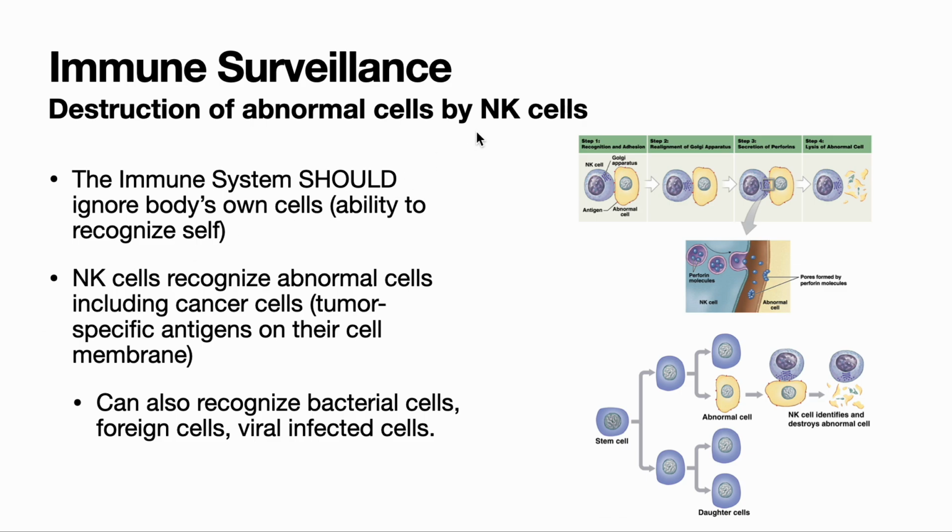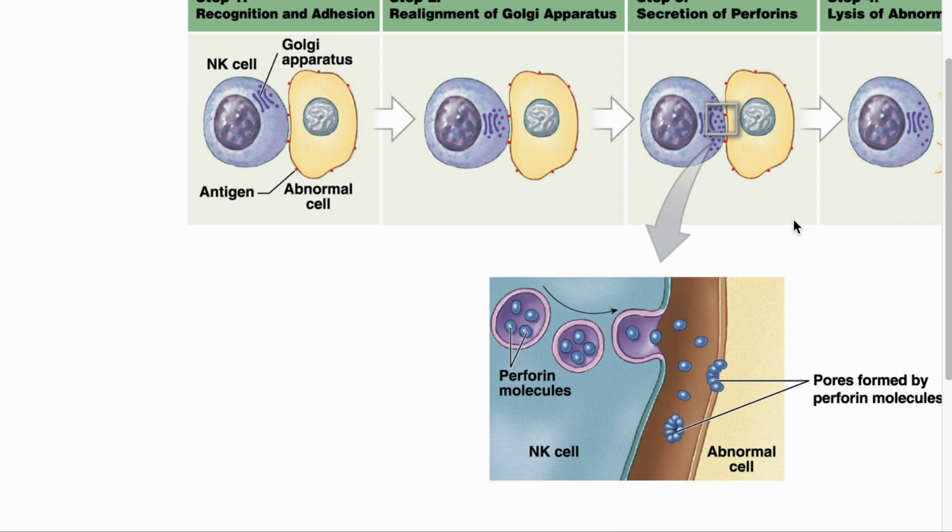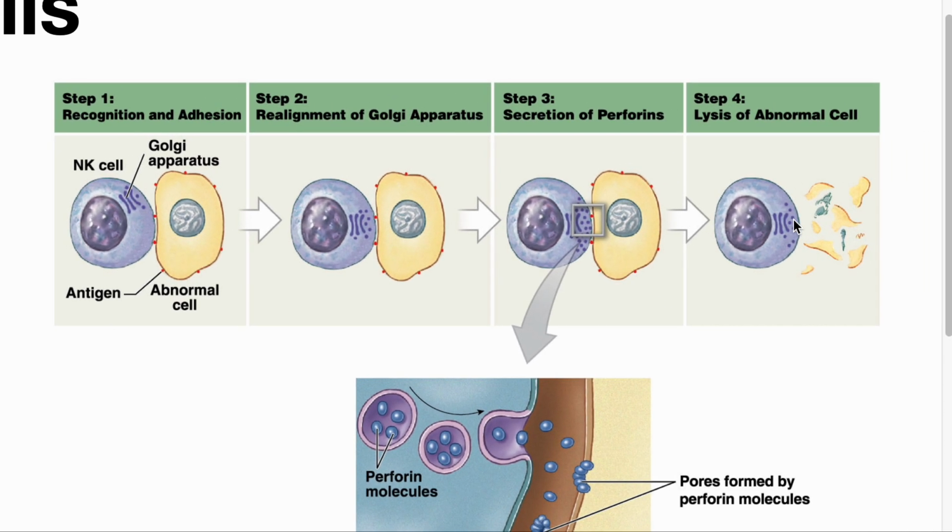Now, I do just want to share, I'm going to see if I can blow this image up a little bit. How NK cells actually destroy abnormal cells is, I think, kind of cool. Bear with me. All right, so here is our natural killer cell, and here is an abnormal cell that is displaying some antigens on its surface, and that's what's activating or allowing the NK cell to recognize that this other cell is not normal. So what the NK cell does, check this out.